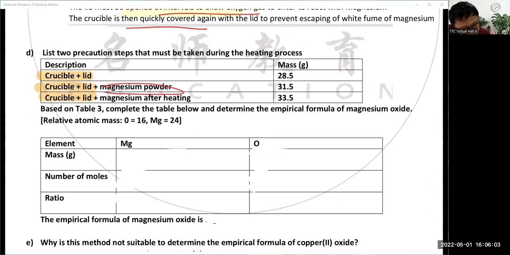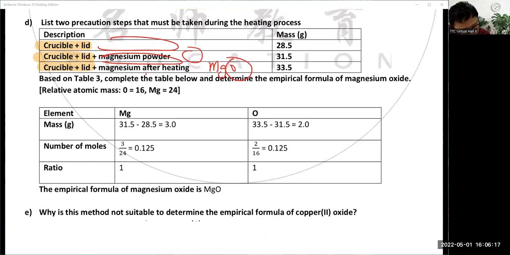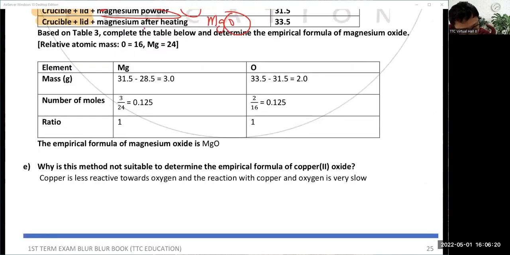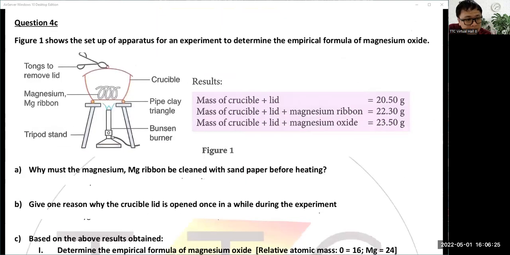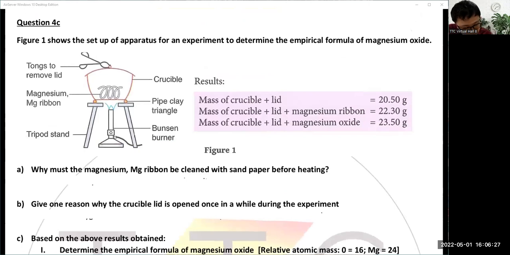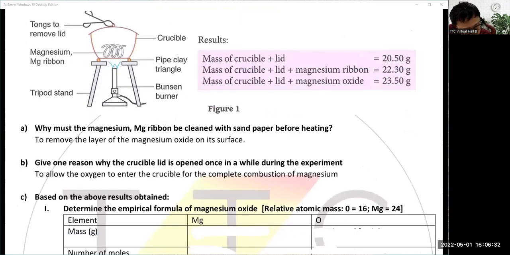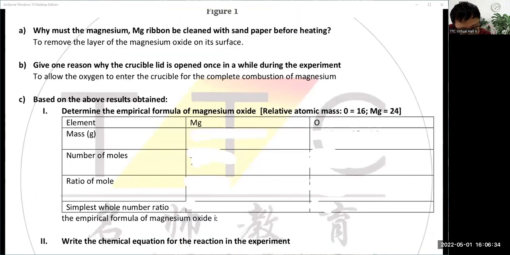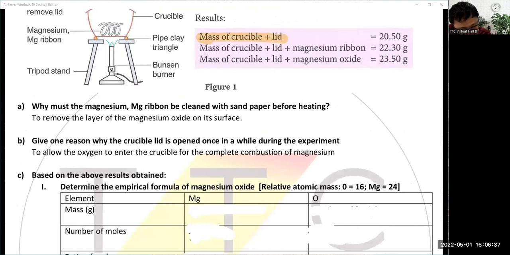For this one, the mass with magnesium minus the mass without magnesium. After heating, it becomes magnesium oxide, so you take the mass with oxygen minus the mass without oxygen. Then you get the mole ratio is 1 to 1. This method is not suitable for copper because copper is less reactive, so the reaction is very slow. Then it's the same experiment, you can try. Remove the oxide layer, then you subtract, and you can see the mass here.